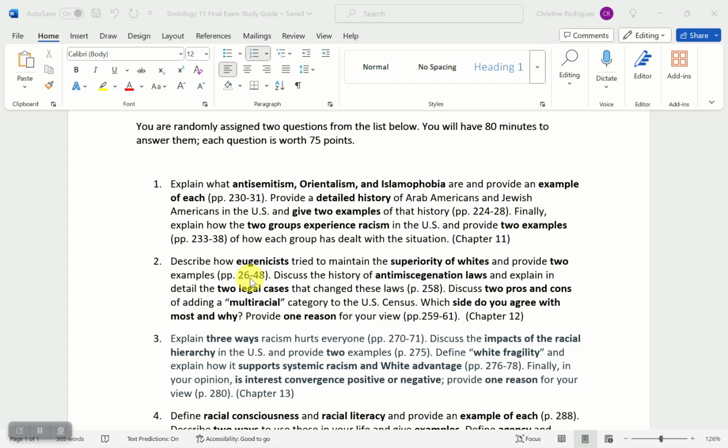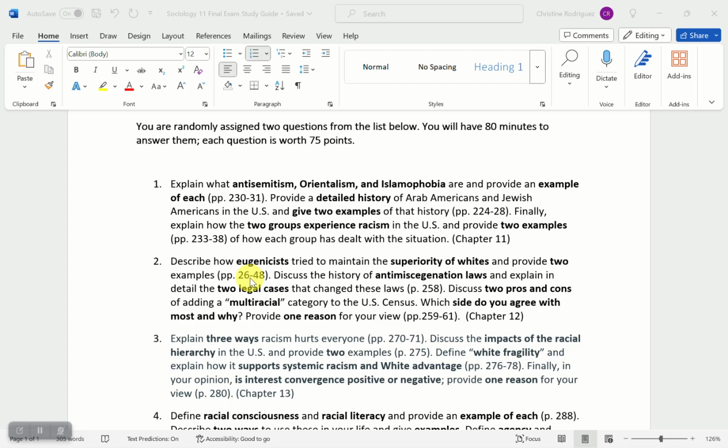So in the textbook, there is a discussion about eugenicists, people who believed in white superiority, how they tried to enact laws or policies that would enable them to maintain their superiority. One of the things very briefly mentioned in that section of the text is that eugenicists and those who supported eugenics supported the policy of sterilizing women of color, particularly Black women and Native American women.